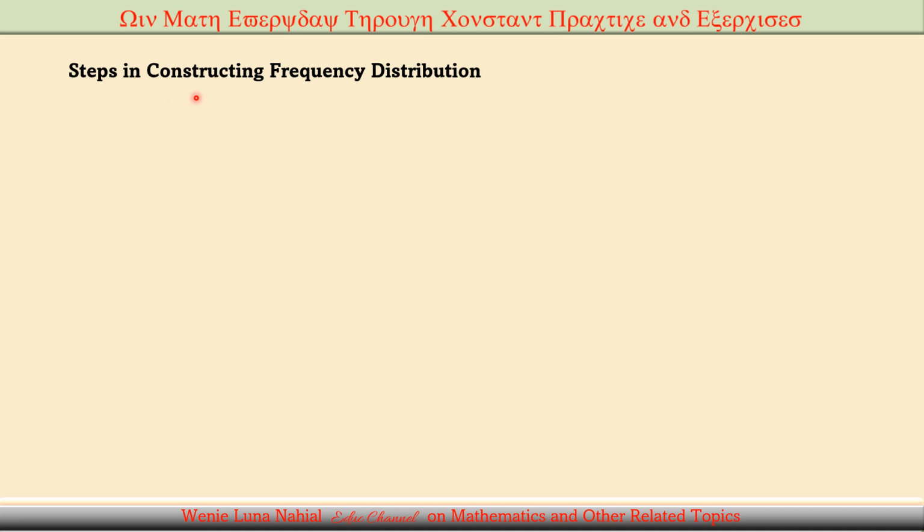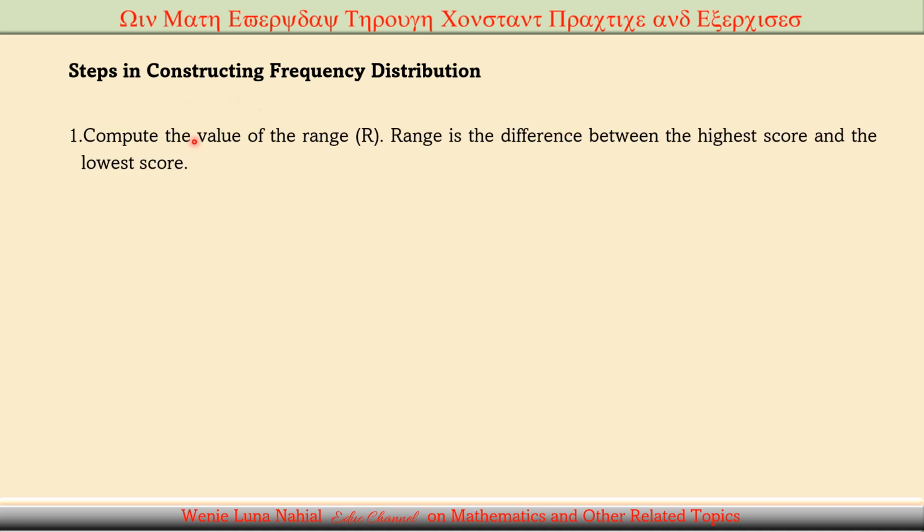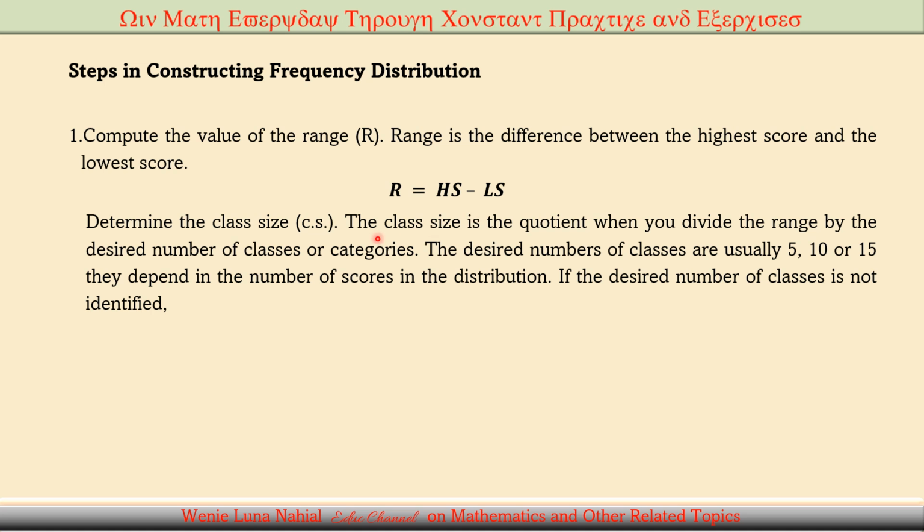Now, these are the steps in constructing a frequency distribution. First, compute the value of the range. Range is the difference between the highest score and the lowest score. So range is equal to highest score minus lowest score.